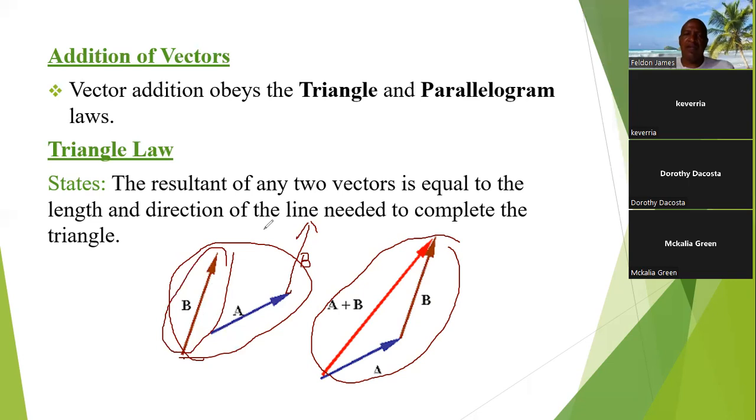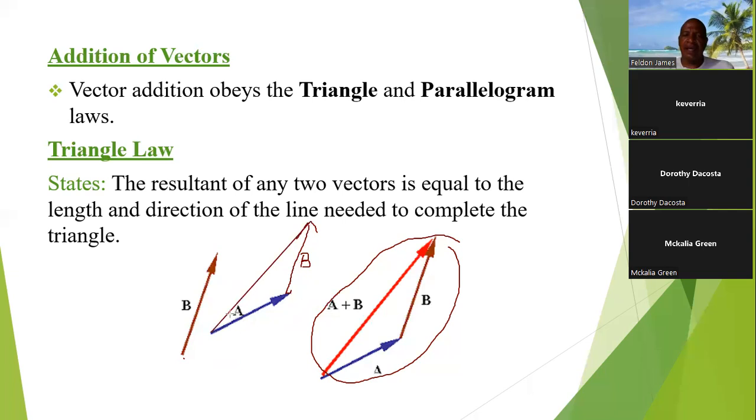Now, once you have done that displacement and put it there, the next thing that we have to do is to complete this into a triangle. To complete this into a triangle, we will have to draw a line from the beginning of A to the end of B. So we would have to draw a line like that.